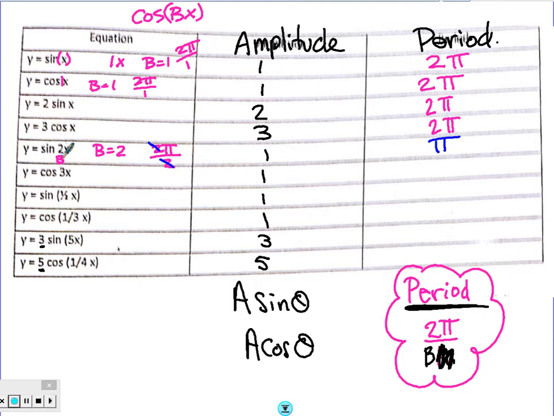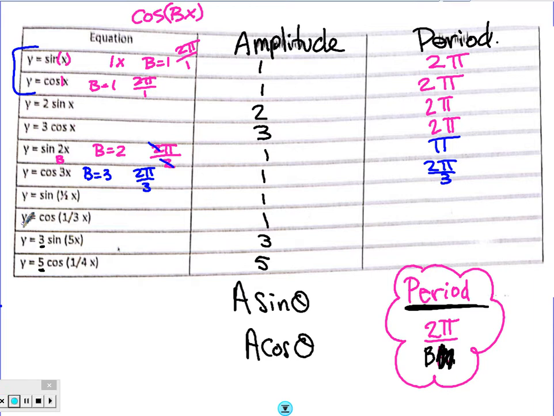Okay, that's interesting. Here we have a 3, so if b is 3, we're going to go 2 pi over 3, right? 2 pi over b, 2 pi over 3. So 2 pi over 3 is my new period length. So these functions are all transformed functions of these two, right? If these are my parent functions, these have all been adjusted.